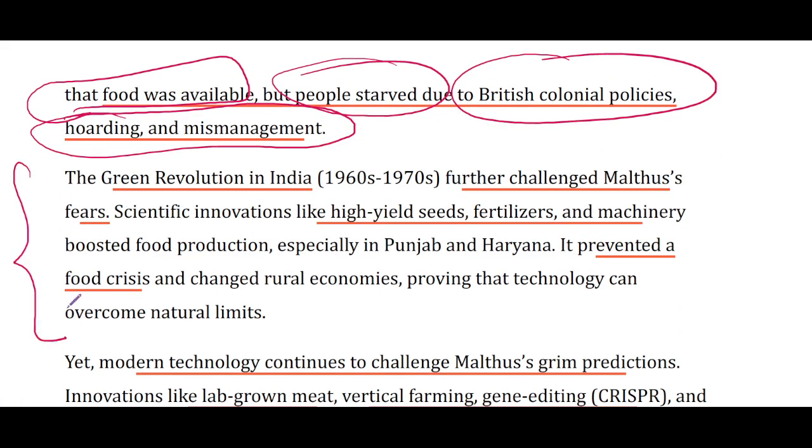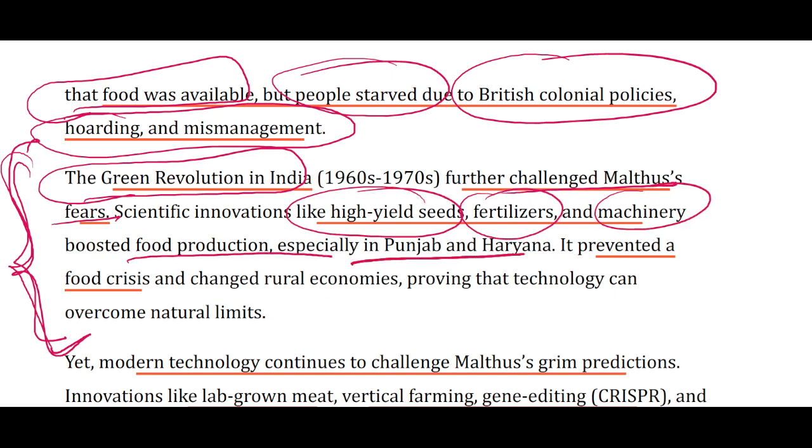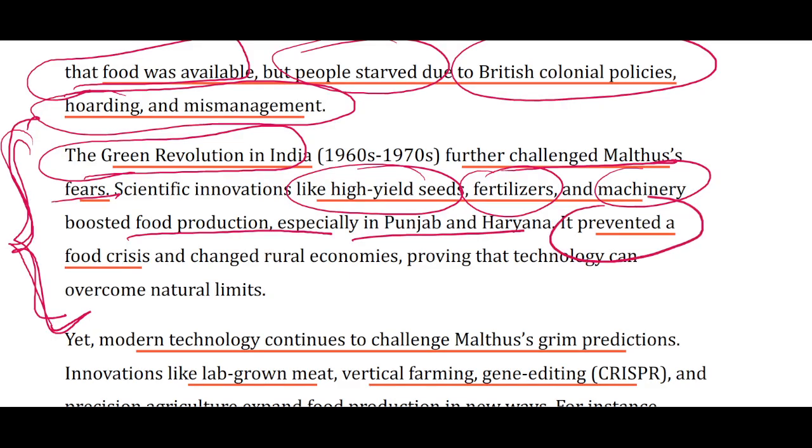Then there is another example which often dismisses or puts a limit on Malthusian theory. The green revolution of India challenged Malthus' fears. Scientific advances like high yielding seeds, fertilizer, and machinery boosted food production, especially in Punjab and Haryana, and prevented a food crisis which was feared by the Malthusian theory.